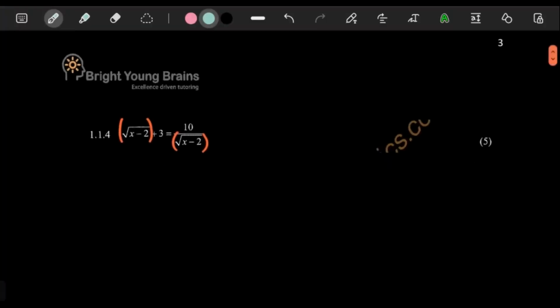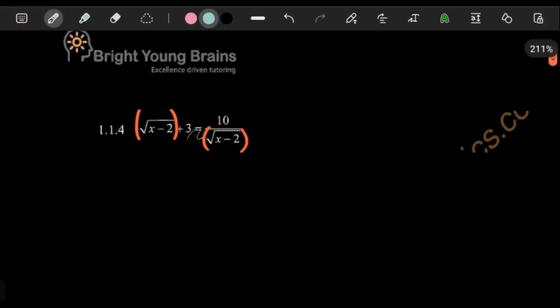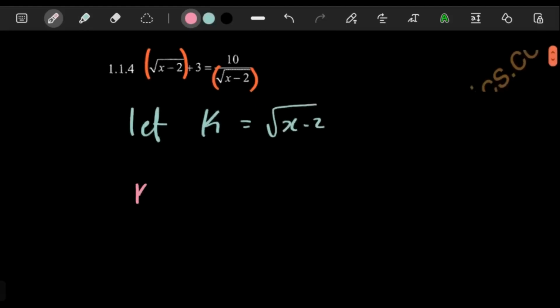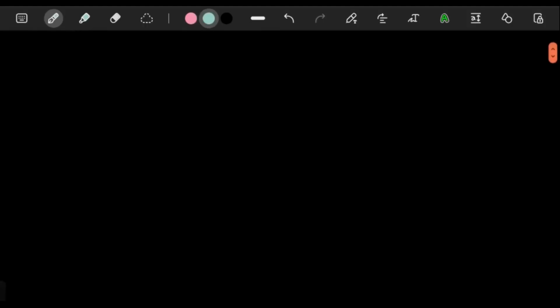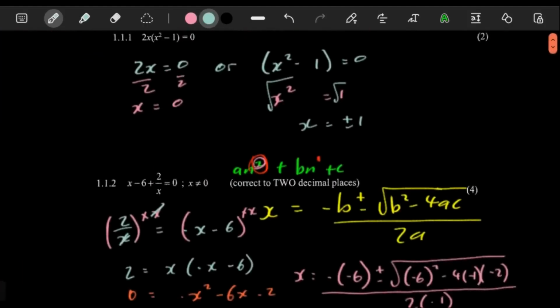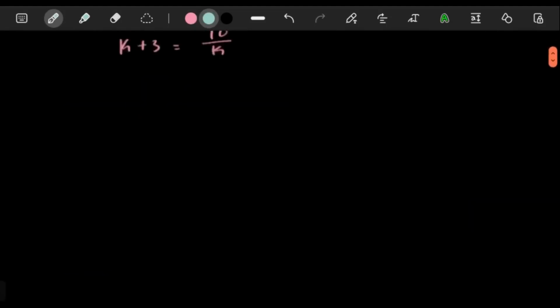You need to make it into one variable. So you can say here, let k equal to square root of x minus 2. So this is going to give you k plus 3 over k. And then here you just need to solve for k. You can see the way this is structured, it looks exactly or very similar to this kind of equation. So we at least know what we can do.